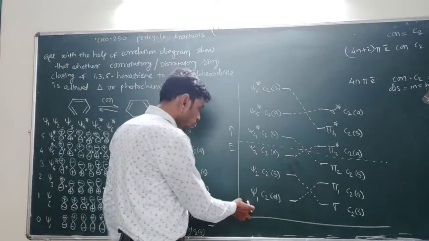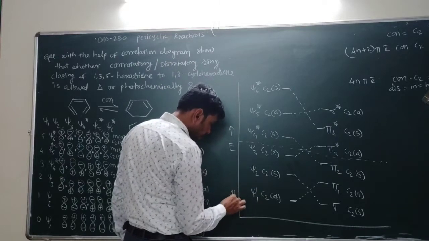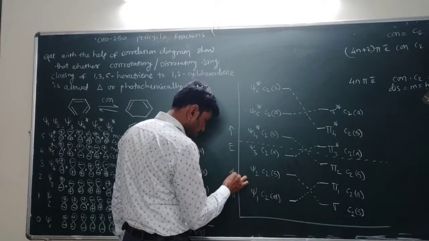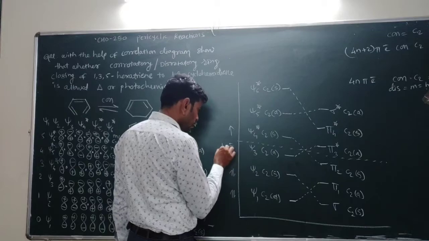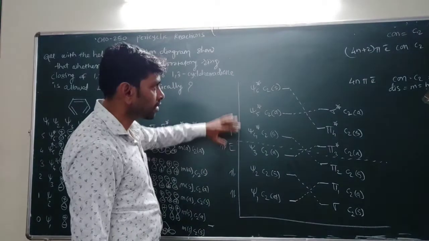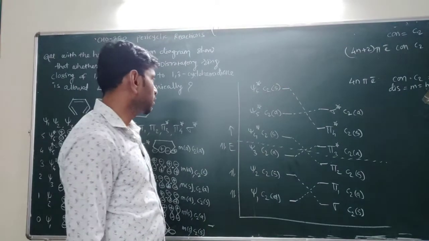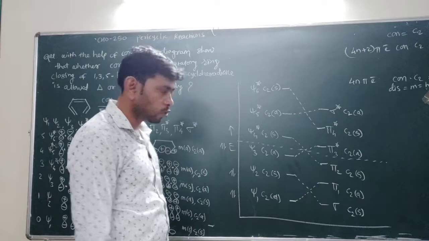So how can we show the correlation? We can show that two of these orbitals contain 2 electrons each, and Psi3 contains 2 electrons. These are ground state orbitals. But because this reaction is photochemically allowed, excitation must be there, so we have to show the correlation after excitation.